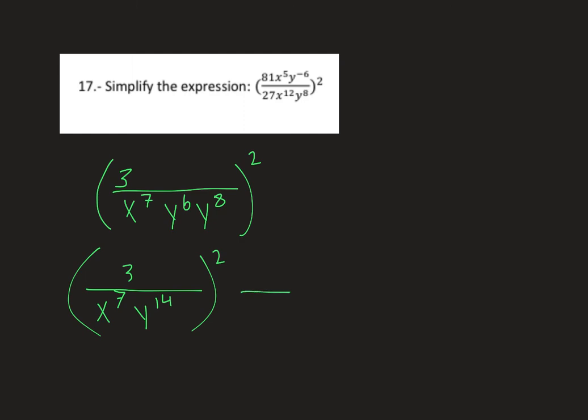Then, once we do simplify that, we're just going to square everything in there. So 3 squared is 9. X to the 7th squared, we multiply the exponents. 7 times 2 is 14. And y to the 14th squared, so 14 times 2 is 28. And that's it. There are no repeated variables, so every variable is combined. There are no more parentheses. There are no negative exponents, so we have this simplified all the way.